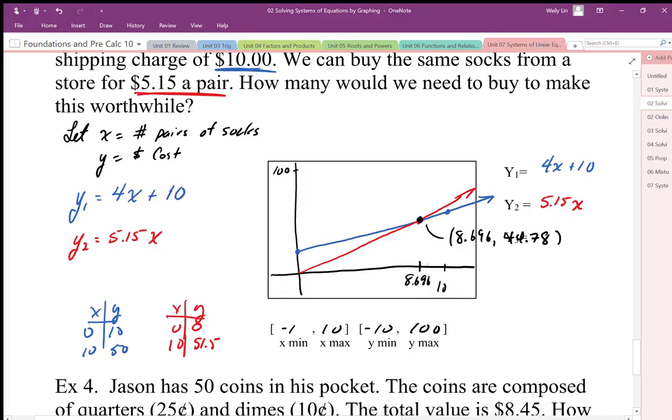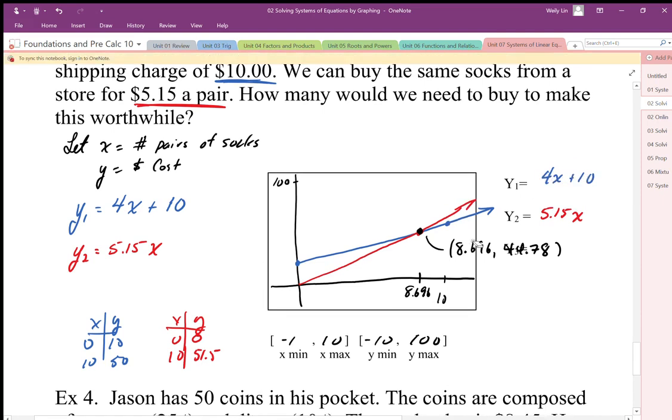have part of a sock. So if I buy 9 socks, I'm going to use the $4 a pair. If I buy less than 9, or if I buy 8 socks, I want to use the red graph, which is going to be cheaper, or the $5.15 pair.